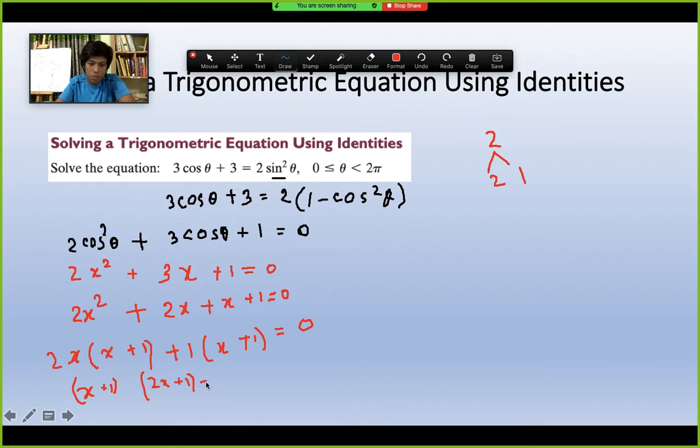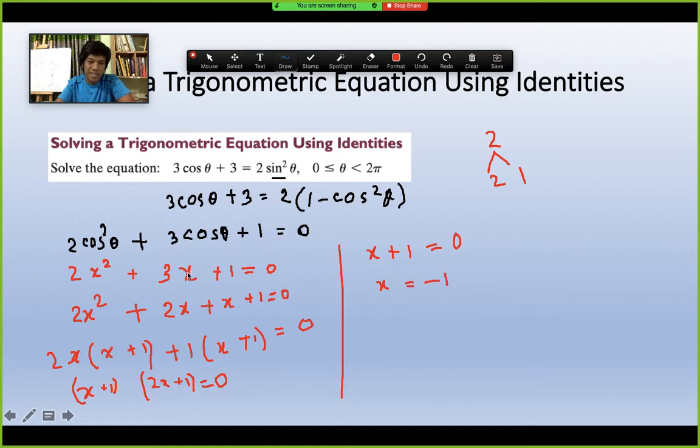equals to 0. Now from the zero product property, if something times something equals 0, then either of them must be 0 or both of them must be 0. That is called zero product property. So x plus 1 equals to 0, that means x equals to what? x equals to minus 1.